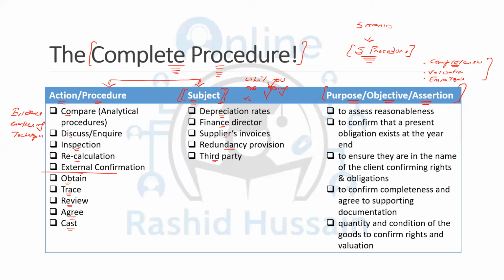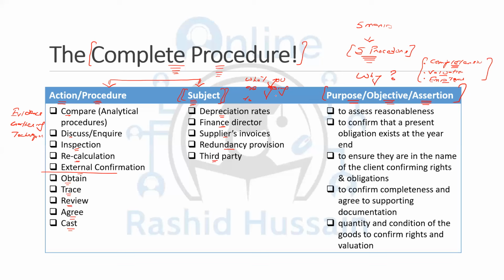So you need to be aware what is completeness, what is valuation, what is existence. And I've already explained this to you in the previous lecture. So you can watch those lectures and get a grip on these assertions so that you know what valuation is all about, what existence is all about, what completeness is all about. So the purpose, objective, and assertion. Now the action was, the procedure was, you're comparing something, you're discussing something, and the subject is what you are comparing, what you are discussing. And then here comes the why thing.